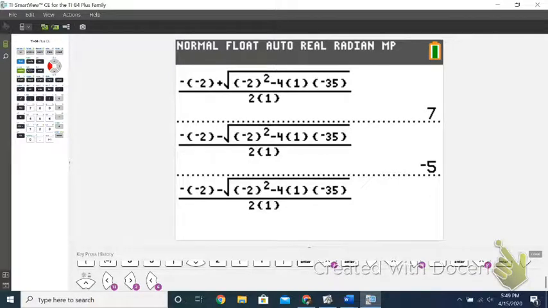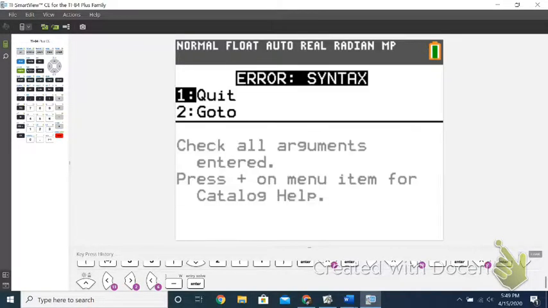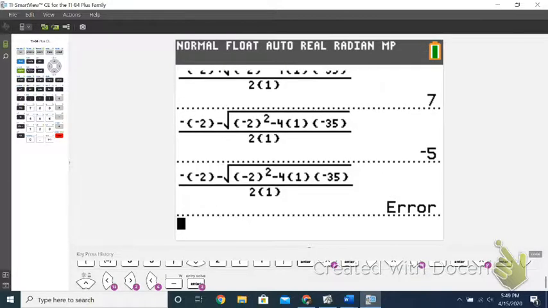If I change this to a minus, because this is what we see from students, if I accidentally put a minus there and hit enter, error, syntax, it doesn't know what the heck you're trying to do. So if you get this coming up, error, syntax, that means you put a negative where there should have been a minus, or you put a minus where there should have been a negative. So that should be the first thing you check.